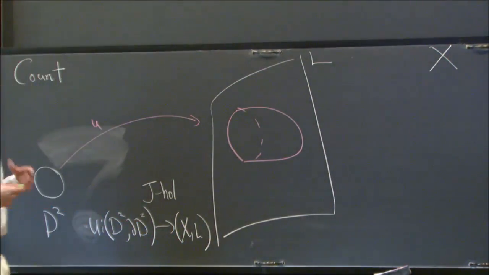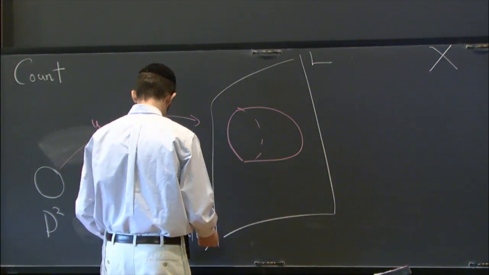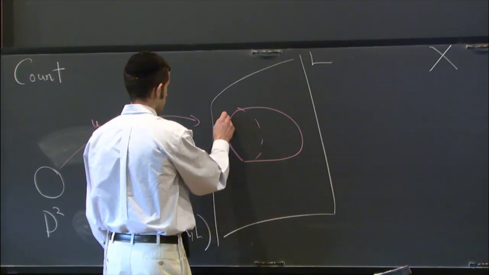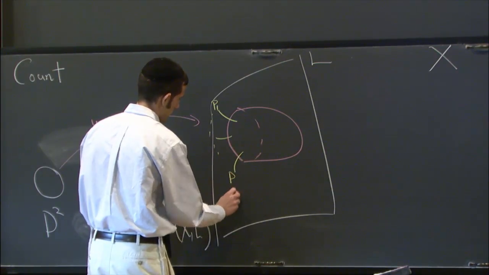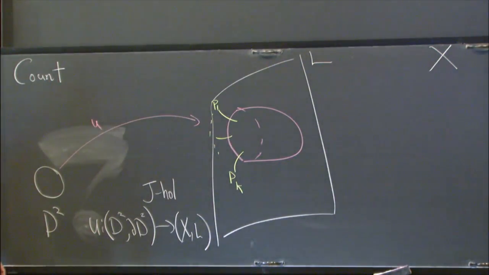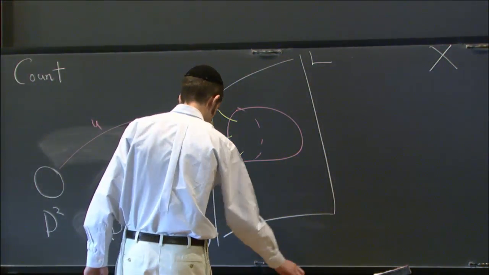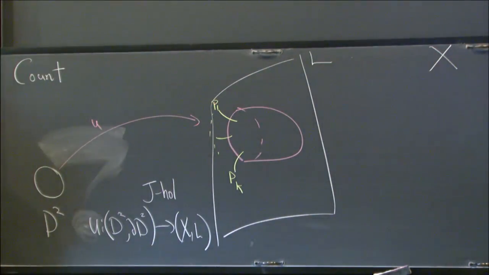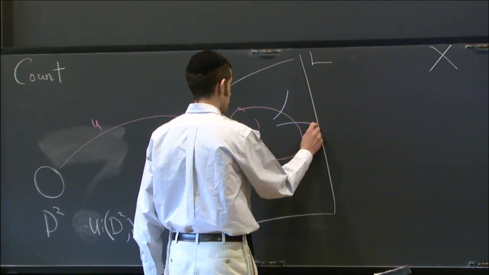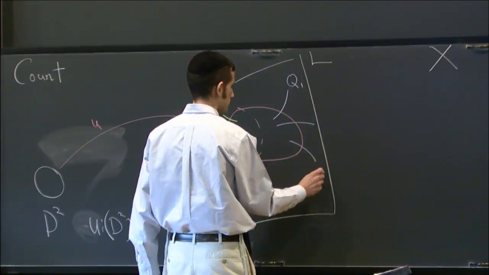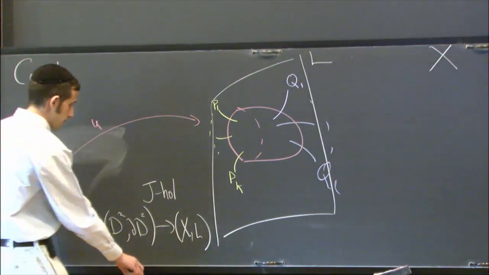The way to make it zero dimensional is to impose some constraints. There are different kinds of constraints we can impose. One version would be to constrain the boundary, say P1 up to Pk. Those are boundary constraints, and then say Q1 up to QL are interior constraints.